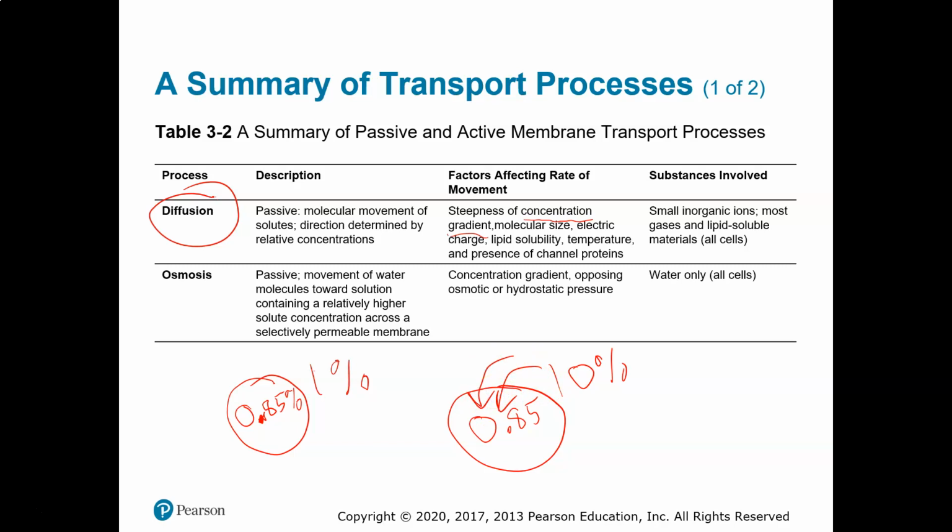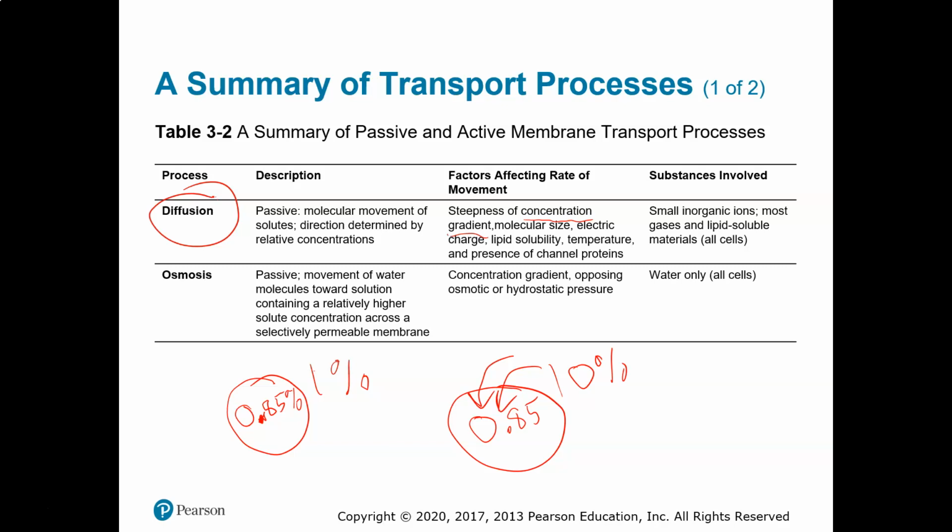The size of the molecules. Small molecules diffuse faster. Electric charge. The electric charge across the membrane. If there's a negative charge inside the membrane and the charge of the particles is positive, then they're going to be attracted to the negative interior of the membrane. Lipid solubility. So how soluble is that substance in the phospholipid bilayer? The more lipid soluble, the faster the diffusion.